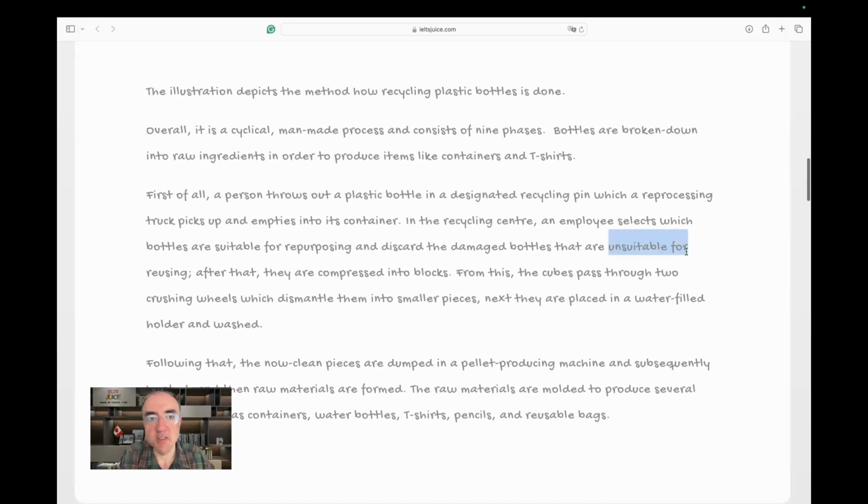This combination is not very natural, but it's okay. It serves the purpose. I totally understand the message. After that, very well punctuated. I see a beautiful semicolon here. It's correctly used. They are compressed into blocks. Yeah, they're compressed into blocks.